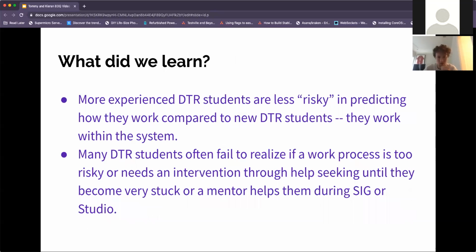What we learned this quarter specifically is that more experienced DTR students are less risky in how they work compared to new DTR students. They work more within the systems and tools that exist within DTR. And many DTR students often fail to realize if a work process is too risky or needs an intervention through help seeking until they become very stuck or a mentor helps them during SIG or studio, which can be a long time away from when they actually need that help-seeking intervention.